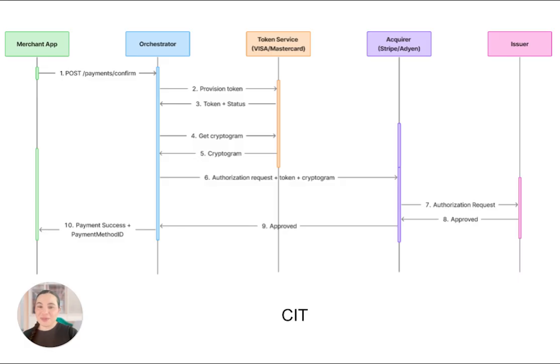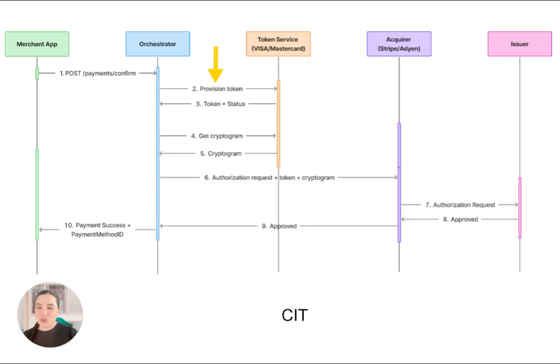The first time a customer pays, that first payment is a cardholder-initiated transaction, or CIT. The merchant app sends one call and waits for one response, and if you walk through the diagram, you can see everything the orchestrator does in between. In step 1, the app sends post payments confirm with the raw card in the body. Now watch the two calls to the token service, because they are two calls, not one.